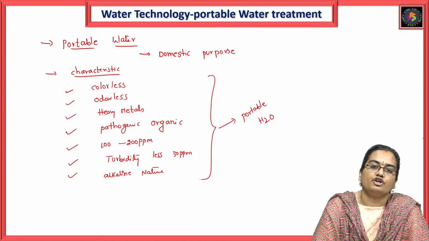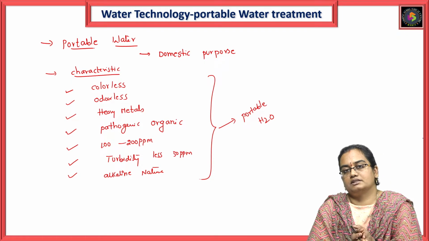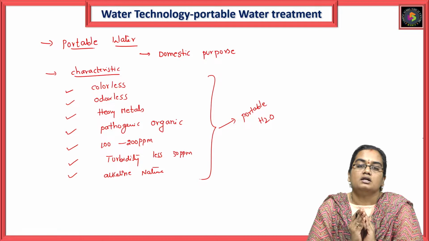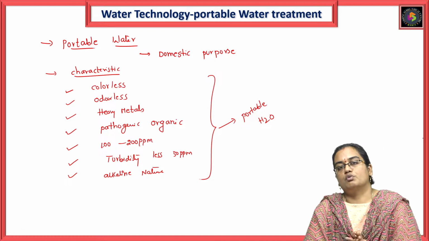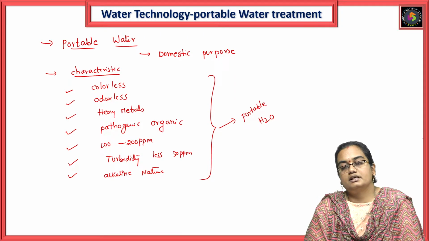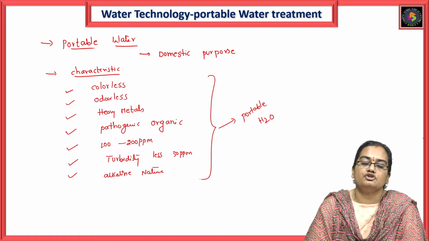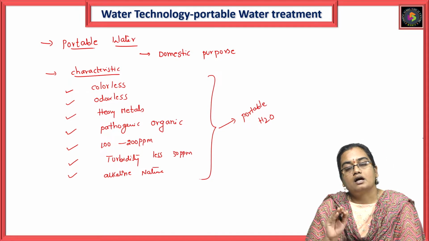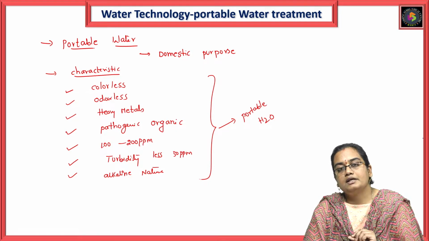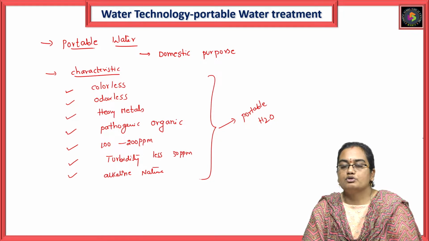Okay. So potable water is the water that is used for consumption and domestic purposes, that means for household activities. We can't call all water potable water. It should possess certain characteristics. What are those characteristics? As we discussed here, it should be odorless, colorless, should not contain any heavy metals, and should be free from pathogenic organisms. The hardness of water should be 100 to 200 ppm. Turbidity should be less than 10 ppm. It should not have any acidic nature. Then only can we call the particular water potable water.